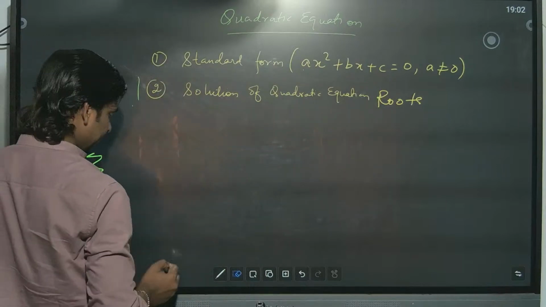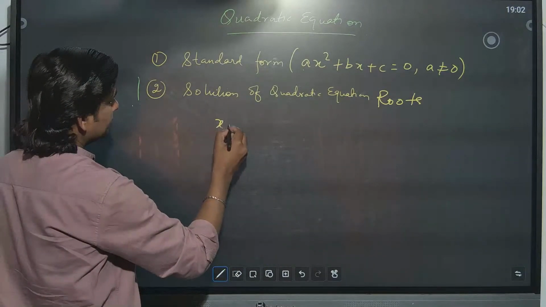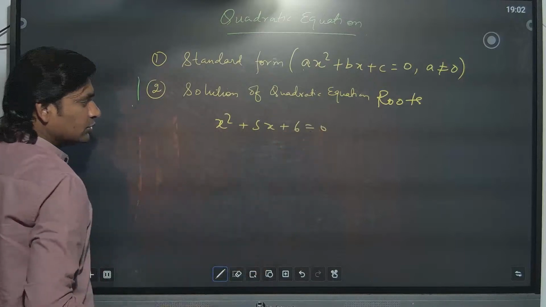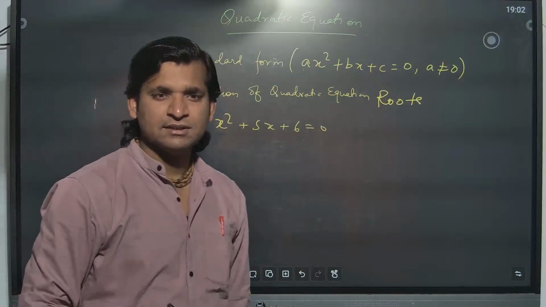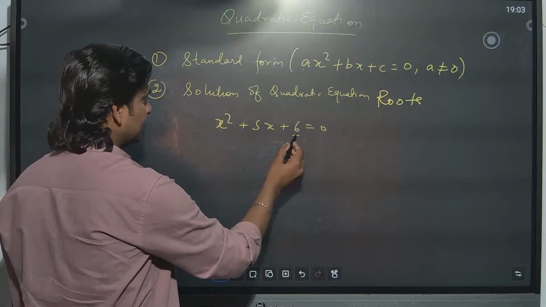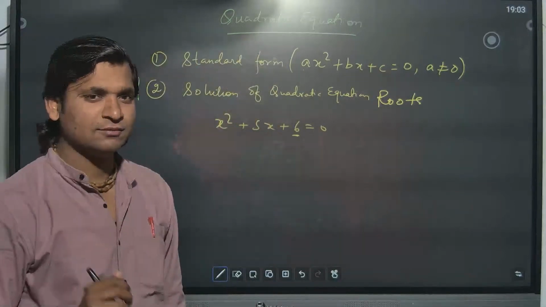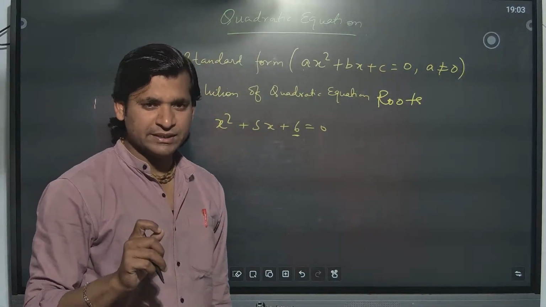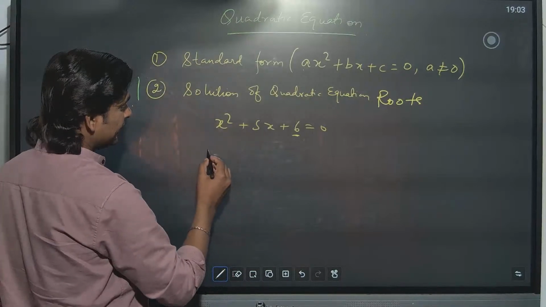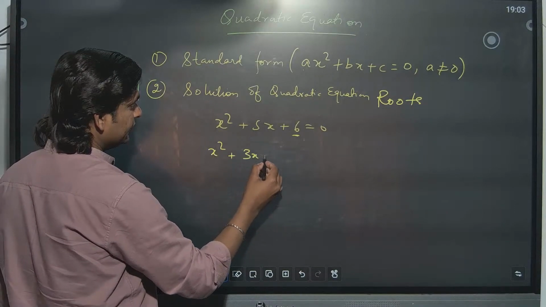So we'll see one example. Suppose we take x² + 5x... so we have to find the roots of these two equations. So this is an equation, and in the second chapter we discussed it as a polynomial. Correct? So be careful about equation and polynomial. So now what will you do? You just break it. Yesterday only this problem was solved. So we'll break into 3 and 2.